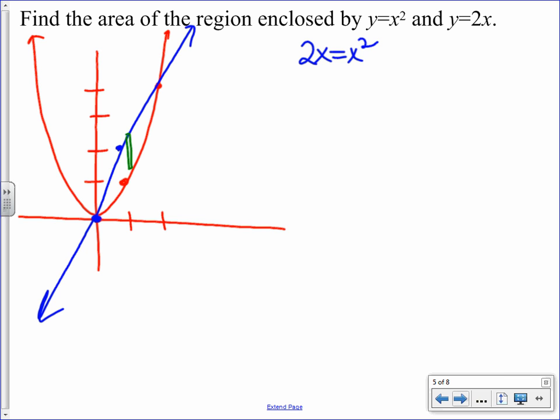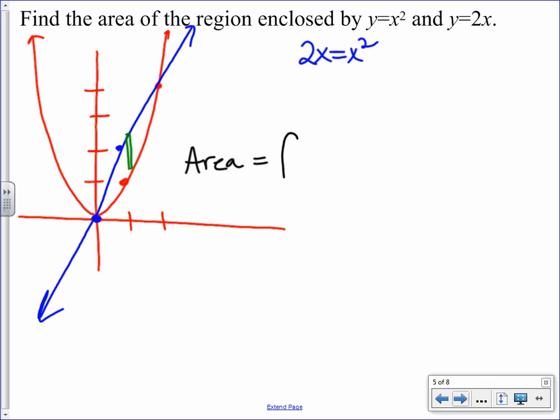Okay, to find the area, where do you draw those rectangles? I drew this in so we knew that this had thickness dx. dx is the green.